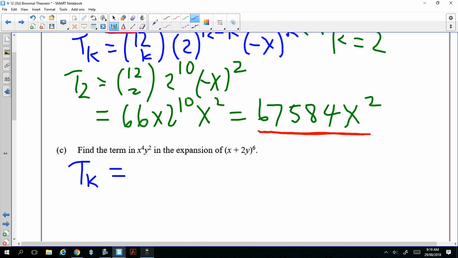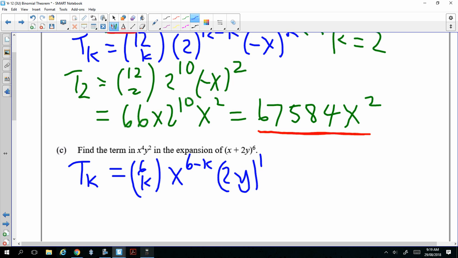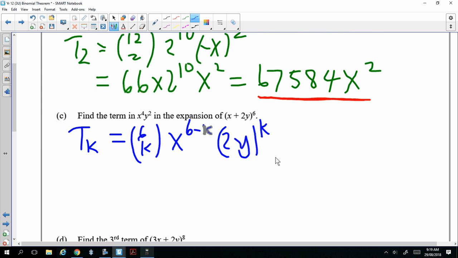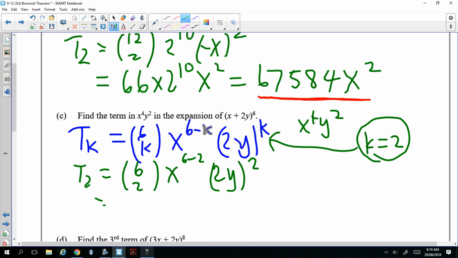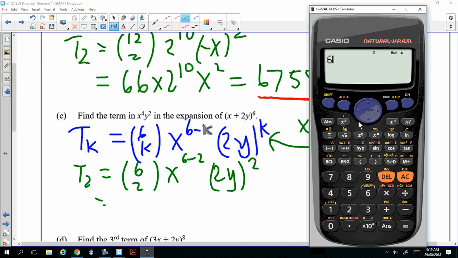All right, what's this? So you go 6Ck, and then you go x to the power of 6 minus k, y to the power of k. And if you look at this, if I want x to the power of 4 y squared, clearly k has to be 2 for that to work, right? So let's find T2: 6C2, x to the power of 6 minus 2, which becomes 4, y to the power of 2. Just use a calculator. So you do 6C2, which gives 15, times 4. You get 60. So you get 60x to the power of 4 y squared. Done.